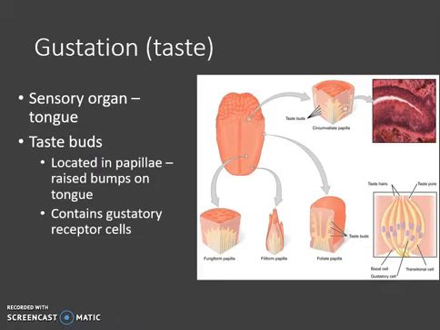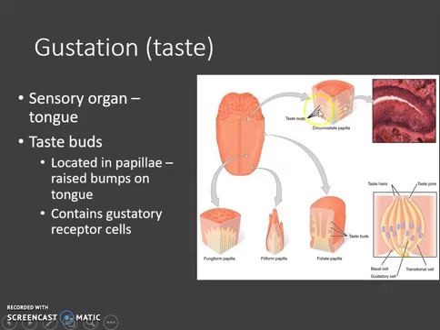Another sensation you have is gustation, also known as taste. The sensory organ is the tongue. And on the tongue, you'll notice that there are these little bumps called papillae. Sometime go look in the mirror and stick your tongue out, and you can see the individual little bumps. Towards the back of the tongue, those bumps are bigger, and then they're kind of smaller up to the front here. But all of those are different types of papillae.